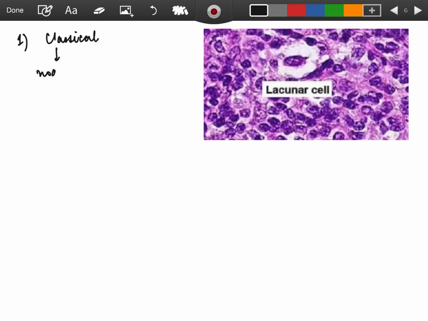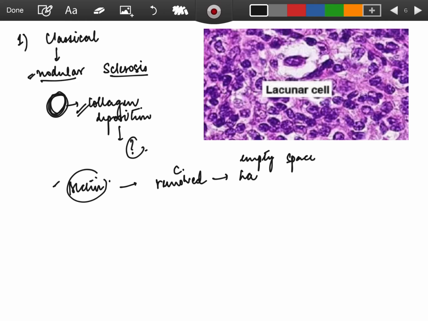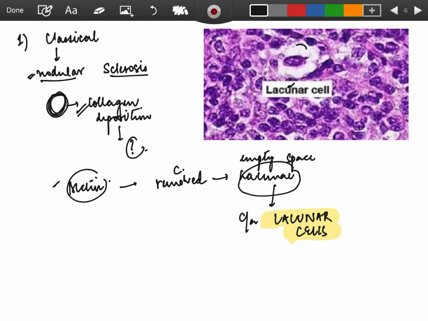So in the classical type, we have the nodular sclerosis subtype. Nodular stands for nodule formation, and sclerosis is the hardening or deposition of collagen. So collagen deposition occurs in a nodular-like fashion. When we prepare the section, the cytoplasm gets removed and there appears an empty space. We call this space the lacuna. Lacuna is a word used for an empty space. So that's why we call it a lacunar cell. This is seen in nodular sclerosis.